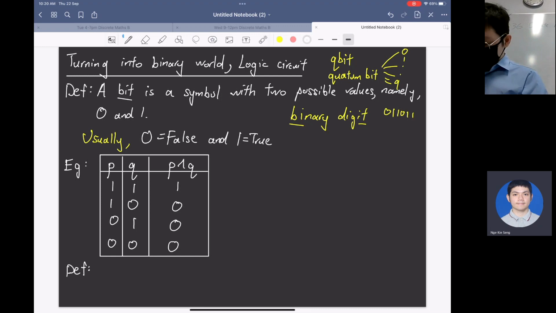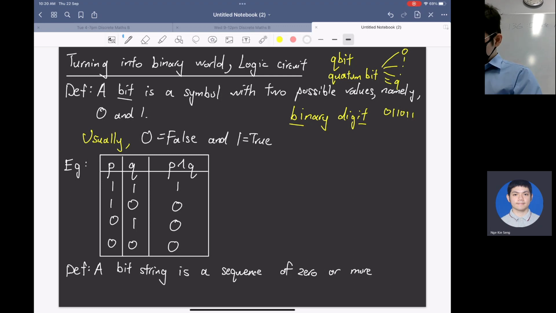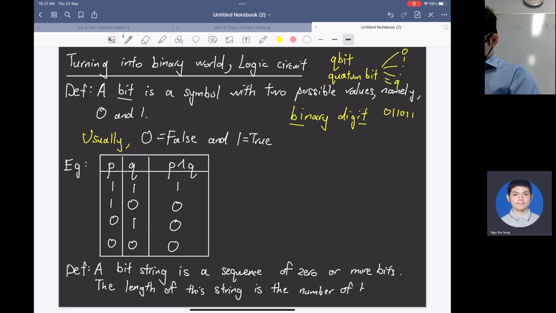Next definition. So we can deal with a bit string. A bit string is a sequence of bits. This sequence could be 0 or more bits. And the number of bits in the sequence we call the length.